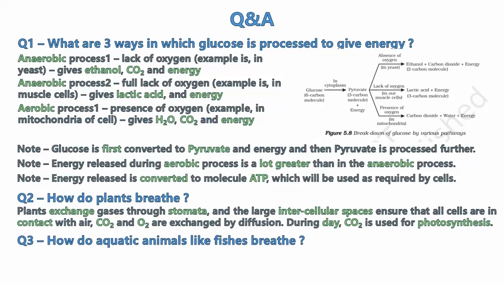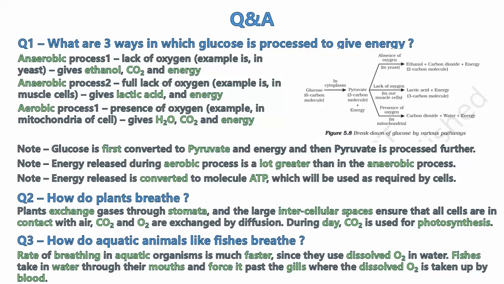How do aquatic animals like fishes breathe? Okay, the rate of breathing in aquatic organisms is much faster since they use dissolved O2 in water. See, the mammals and the birds use O2 available in the atmosphere, but the aquatic animals have limited O2. They have to use the O2 which is dissolved in water. Okay, the fishes take in water through their mouths, and force it past the gills where the dissolved O2 is taken up by the blood in the fish.